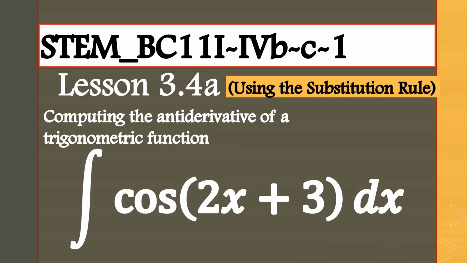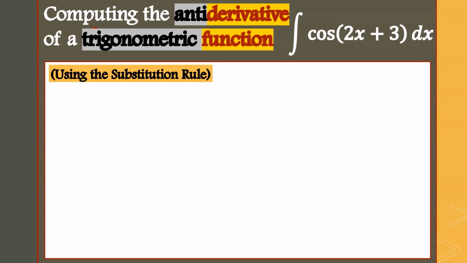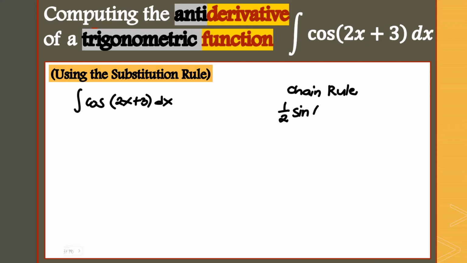Let's compute the antiderivative of this given trigonometric function using the substitution rule. Take note that when we talk about trigonometric functions and their antiderivatives, we have different rules for that. So here we have the integral of cosine of the angle 2x plus 3 dx. In the previous video, using the appropriate methods on the chain rule, the result was 1/2 sine(2x plus 3) plus c.